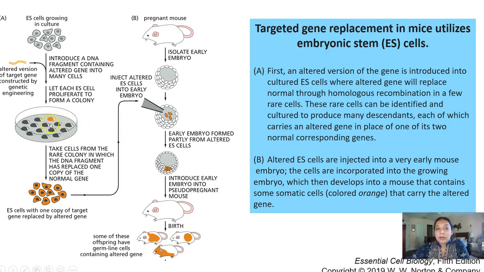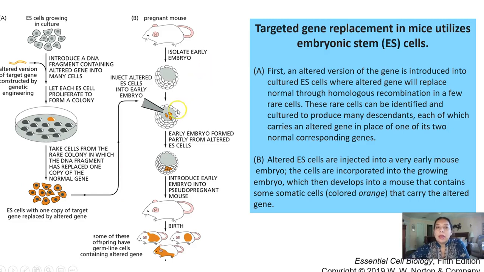We take the cells from the colonies that have the DNA fragment in them. So these we test for. We test each one of the colonies. We make sure that they have that particular gene replaced in them. So this one is going to have one copy of the target gene replaced by an altered gene. But remember, that still means they still have one normal copy. The other one is messed up.